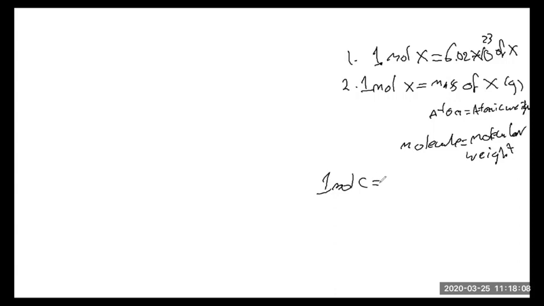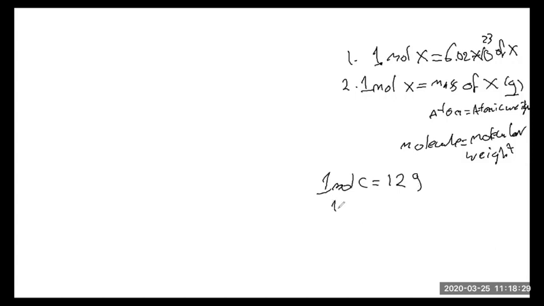Now, what is the mass of the carbon? Carbon is an atom, so you will use the atomic weight. What is the atomic weight of carbon? Do you remember it from the periodic table? 12. Yes, that's correct. So 1 mole of carbon equals 12, but in gram unit, you put gram. So 1 mole of carbon equals 12 gram.